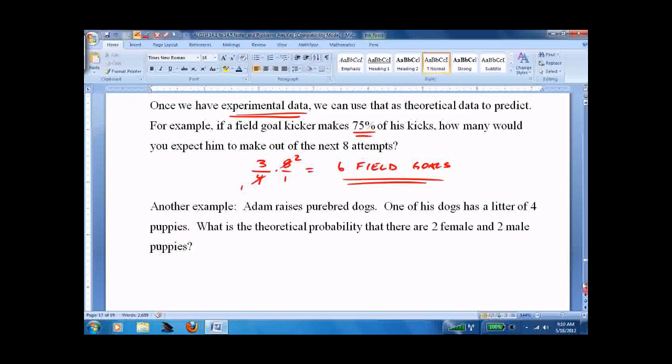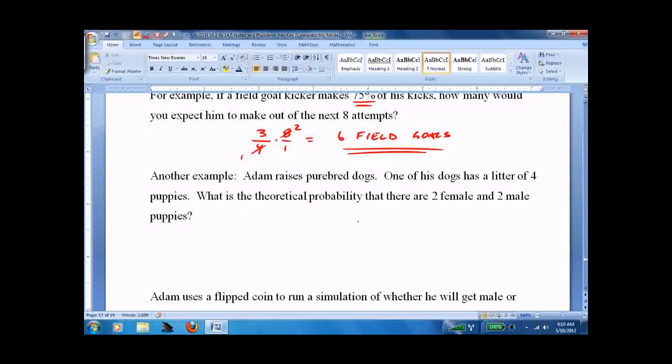Another example, Adam raises purebred dogs. One of his dogs has 4 puppies. He wants to know how likely is he to get 2 female and 2 male puppies. Well, there's 4 dogs. Each one has a 50-50 chance to be male or female, or at least we can assume that. So there's 2 choices for each one. Multiply them out, we get 16 choices.